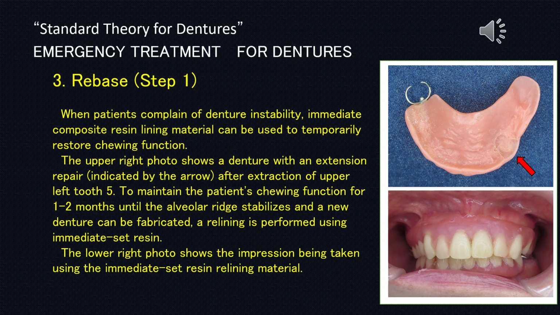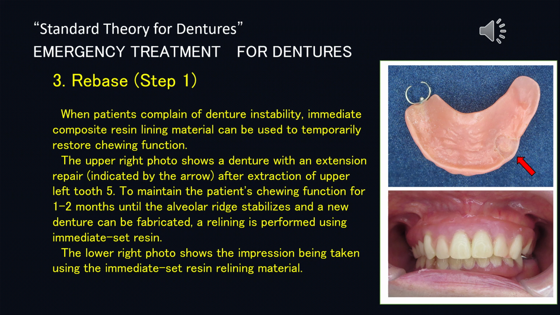3. Rebase. Step 1. When patients complain of denture instability, immediate composite resin lining material can be used to temporarily restore chewing function. The upper right photo shows a denture with an extension repair indicated by the arrow after extraction of upper left tooth 5.